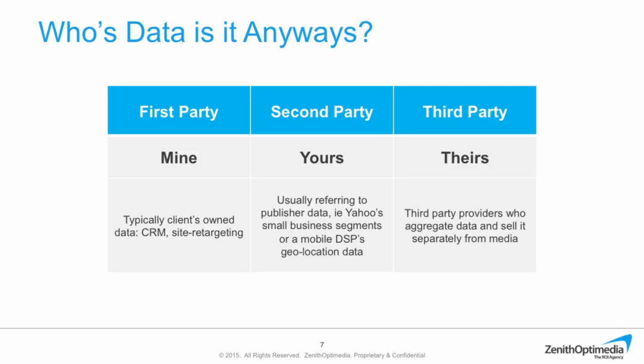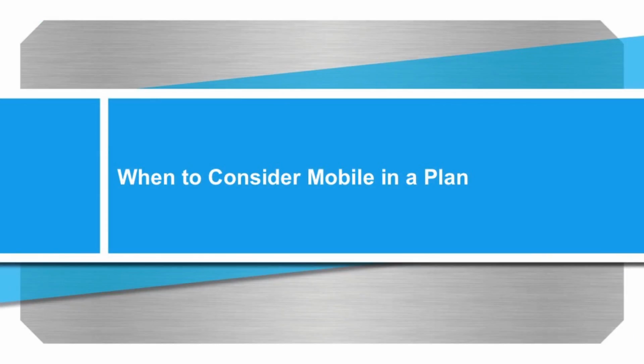Second-party data can be considered your data. Your data refers to a publisher. Third-party data refers to different segments that we apply to programmatic campaigns, whether that be Blue-Kai behavioral segments, Nielsen Catalina purchase-based segments. These 3 data sources combined formulate the third pillar of programmatic, data. Now let's move forward into when to consider mobile in a media plan.